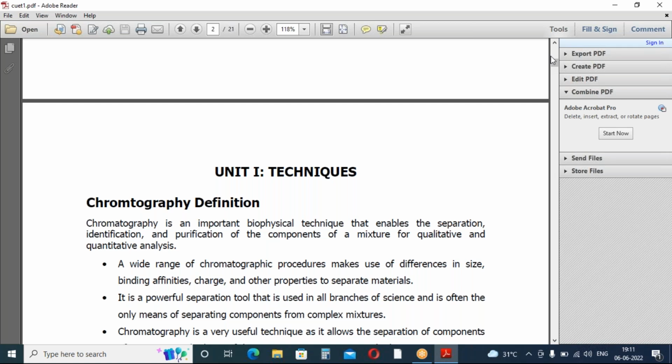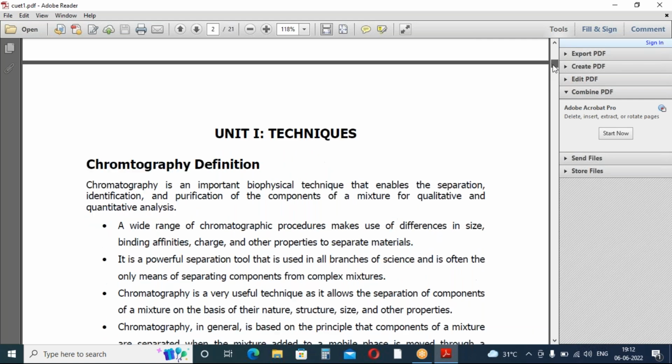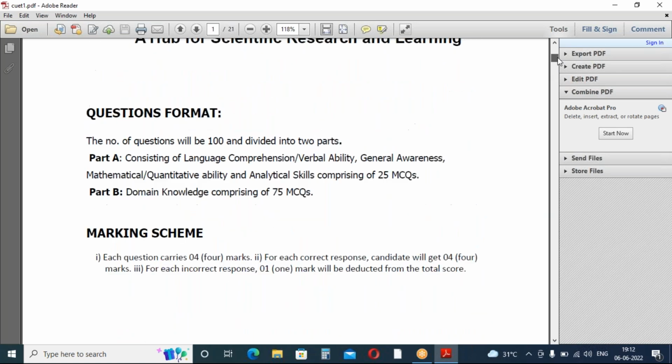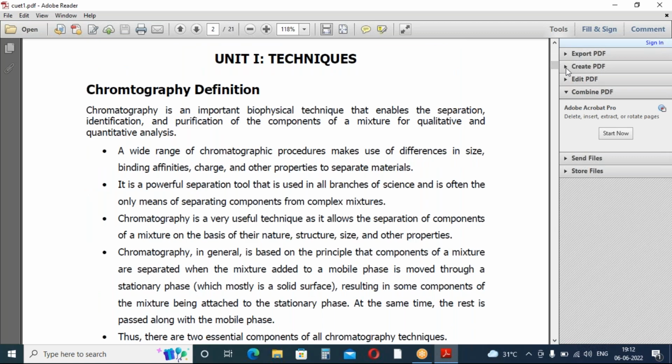After learning these techniques we will go with the biochemical compounds, and today I'm going with the chromatographic techniques. Basically, what is chromatography? This is a biophysical technique that mainly enables the separation, identification, and purification of the different types of mixtures that are present, and it is used for qualification and also for the quantification procedure.